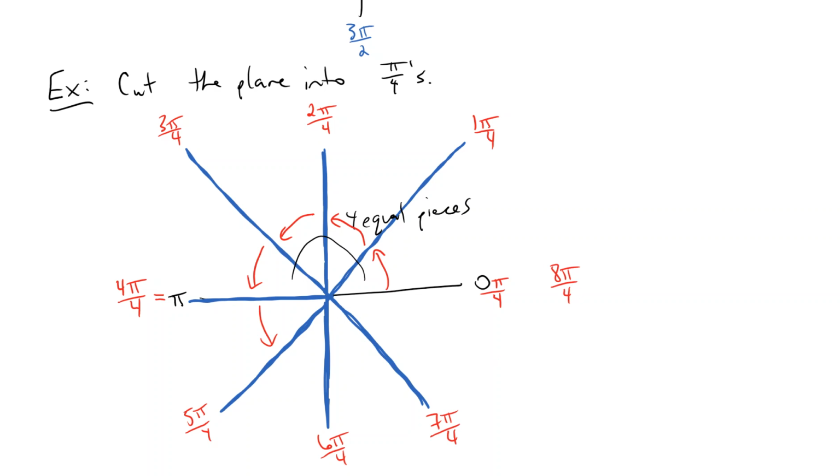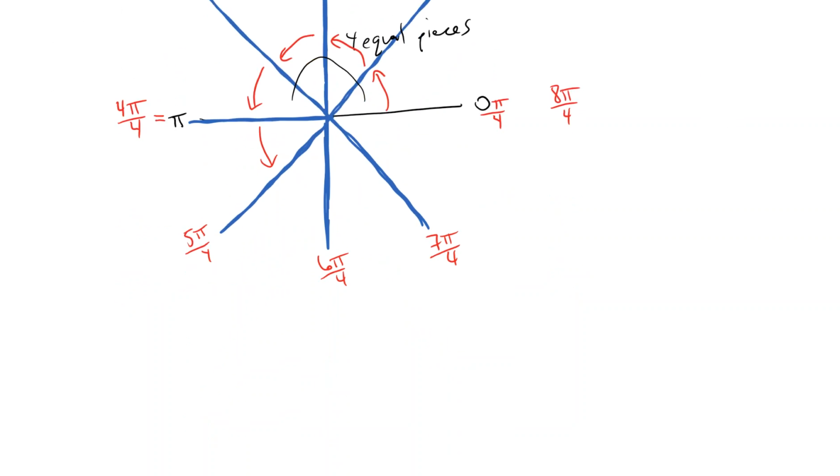Okay, so you start to notice some basic ideas. Let's take a break from cutting pi into pieces. We've done pi over 2s and pi over 4s. Let's back up a moment and let's look at cutting the plane into pies. If we cut the plane into pies, here we go.